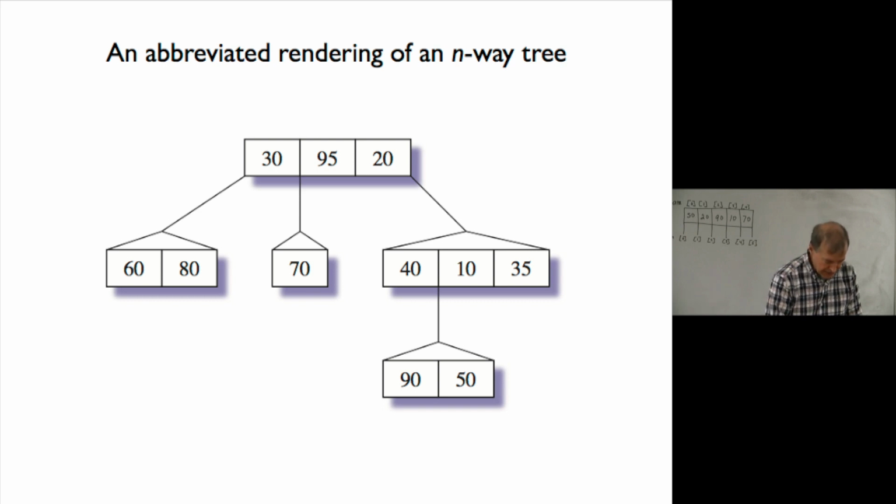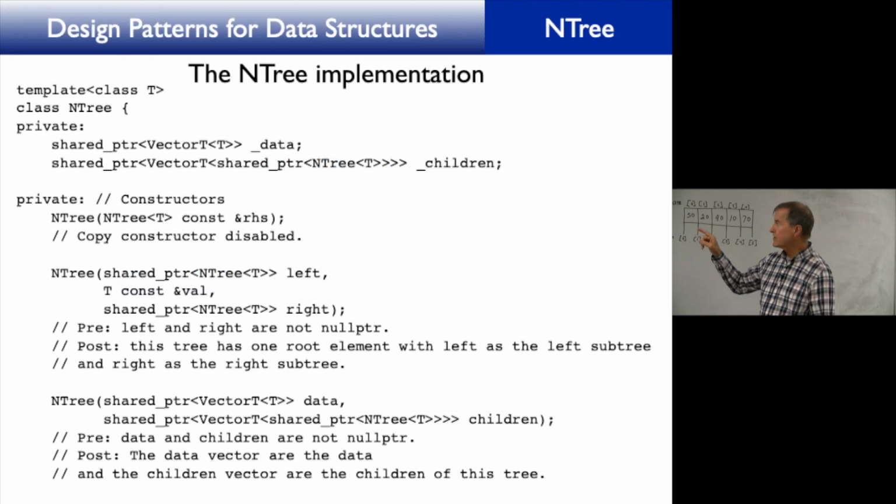And then we looked at what a vector is. We reviewed what a vector is, because in the implementation of an n-way tree, in this figure, we have the code for the attributes of an n-way tree, and we have these two attributes, underscore data and underscore children. And what is underscore data? It is a pointer to a vector.